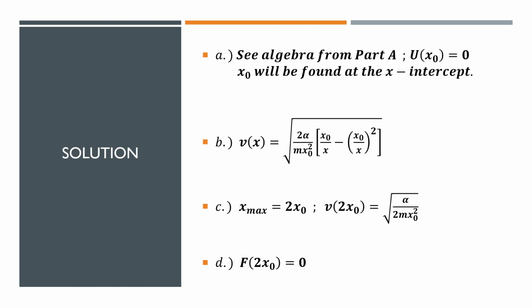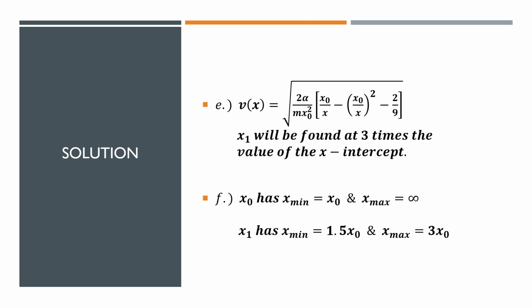For Part D, we used a special quality of conservative forces to find the value of the force at the point 2 times x naught, which was the negative derivative of a bunch of constants, resulting in 0. Part E had us release the proton from a new point, x1, which was just 3 times the value of the x-intercept. And after doing all the work from Part B all over again, we saw that the velocity function changed into something a little bit different.